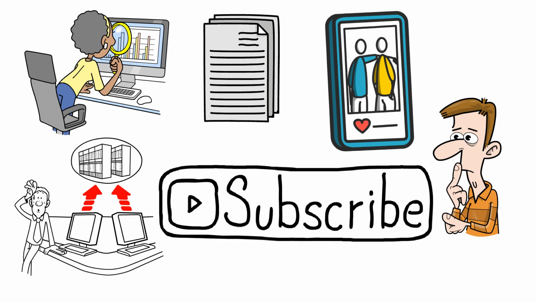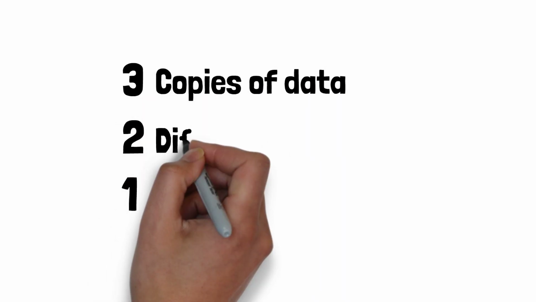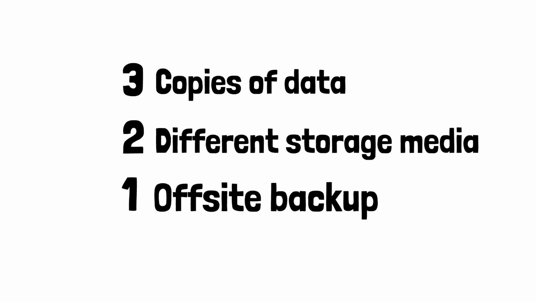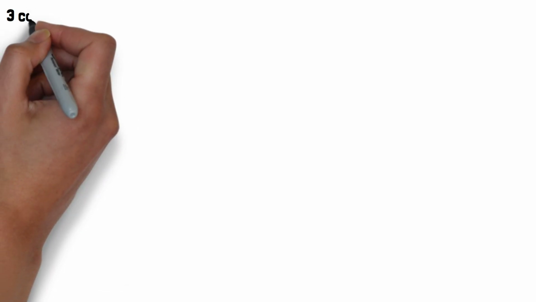One of the best backup solutions out there, and the one I use personally, is known as the 3-2-1 method. Three copies of data, two different storage media, and one offsite backup. Let's look at each in more detail. Let's start with the three copies of data, the original and two copies of it.